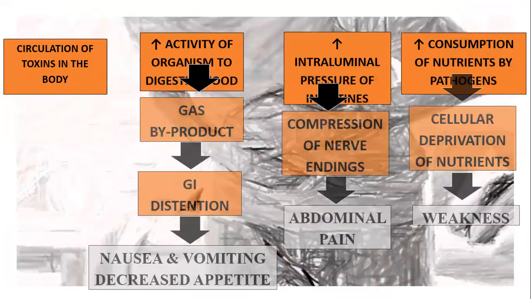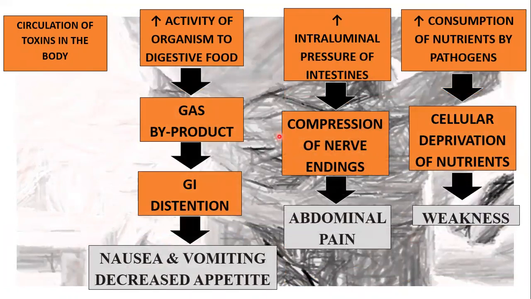So let's discuss it one by one. We'll be discussing the toxins circulating in the body later. So the increased activity of the organism to the digestive food would lead to the increased production of gas byproduct, and that would lead to gastrointestinal distension, and it would be manifested by the patient as nausea and vomiting and decreased appetite.